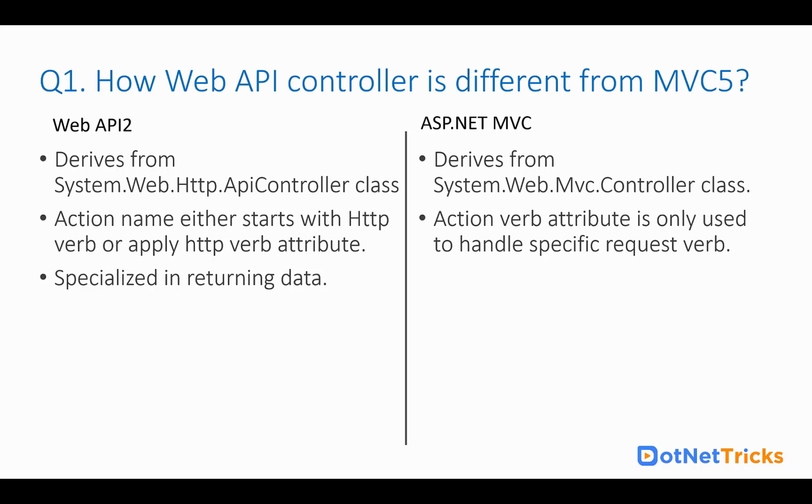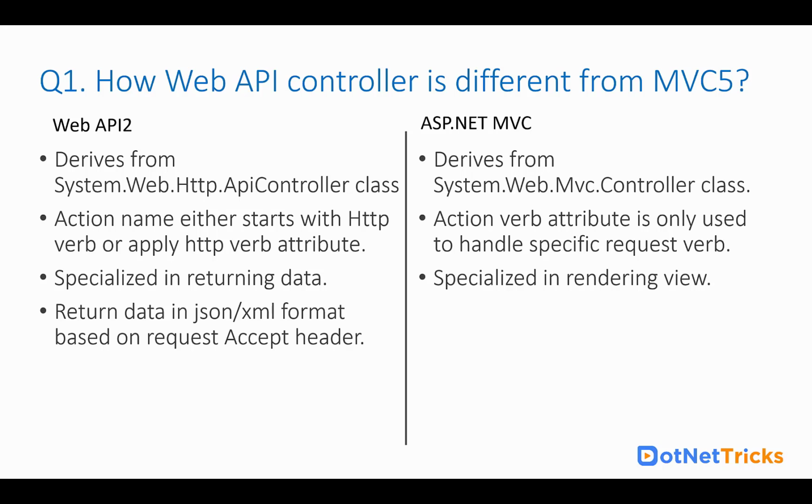A WebAPI2 action is specialized in returning data. We never return a view from a WebAPI action. The MVC action is specialized in rendering the view, but from an MVC action we can also return data, like JSON data, string data, or any other data. But from WebAPI we cannot return a view. And WebAPI returns the data in JSON format or XML format depending upon the request accept header.